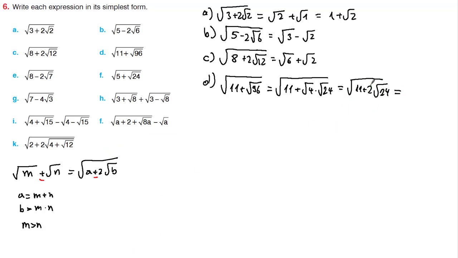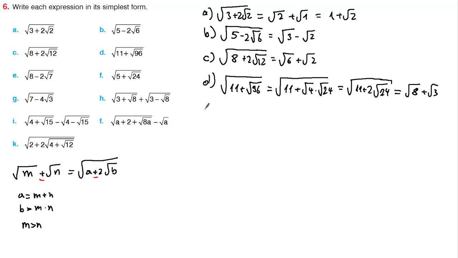Now just solving this part exactly like we solved A, B, and C. Two numbers that add up to 11 but multiply to 24. Because 24 has more multiples, you may check more times, but you'll see that it's just square root of 8 plus square root of 3.